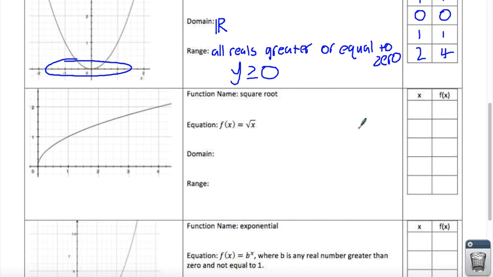So if we fill out a table of values over here, say we picked x was -1, then the y value would be undefined. Undefined. Because the square root of -1 is not a real number. It exists, but not in the real numbers. Now, if x was 0, the square root of 0 is 0. If x was 1, the square root of 1 is 1.